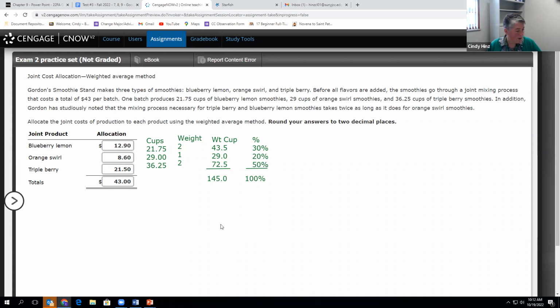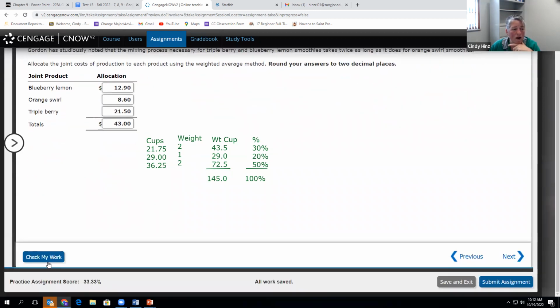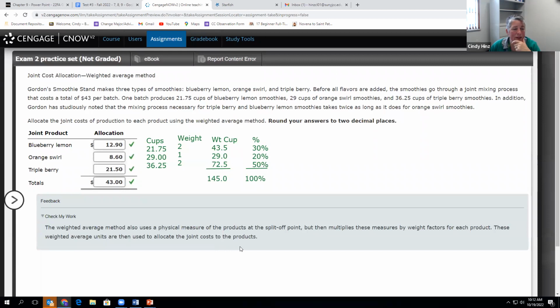So you can see that we followed mostly the same approach as we did under the physical units method, but we did apply weights. In this case, and frequently, it's based on the extra amount of work. So a product that takes more work, the mixing time takes twice as long in this exercise, is going to get a higher weight, and they're going to end up with a higher percentage of the total cost. That really is an equitable way of splitting the costs.